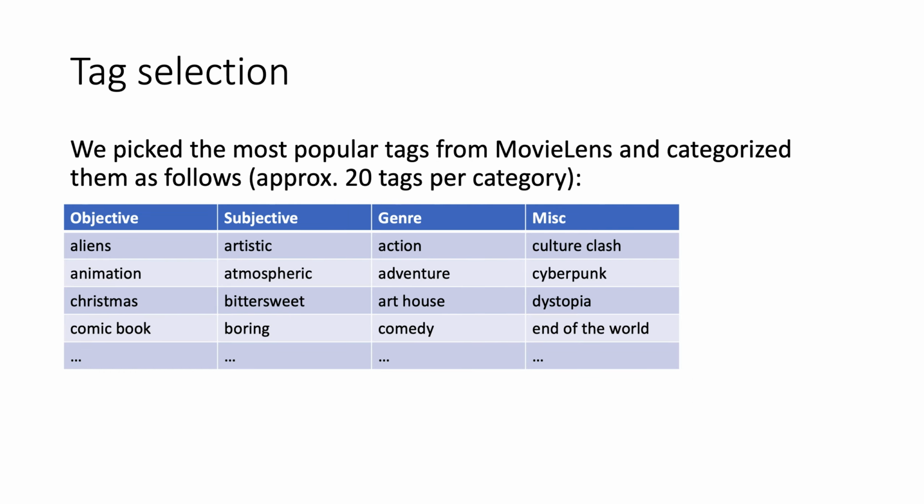For our survey, we picked the most popular tags from MovieLens and categorized them in the following categories. They were objective, such as aliens, animation, Christmas; subjective, such as artistic, atmospheric, bittersweet; genre, such as action, adventure, art house; and miscellaneous, such as culture clash, cyberpunk, and dystopia. Approximately, we picked 20 tags per category.